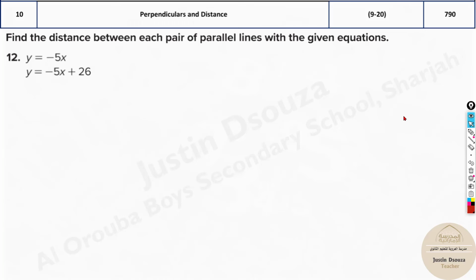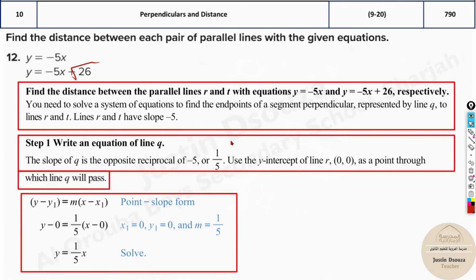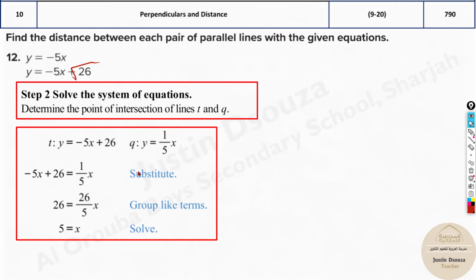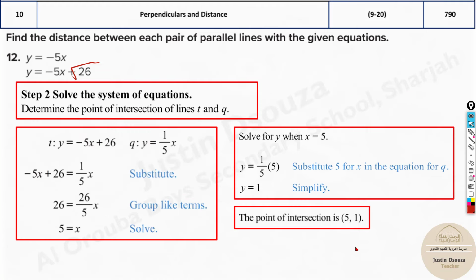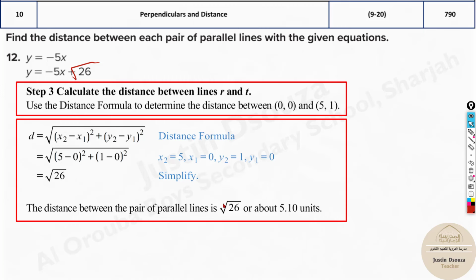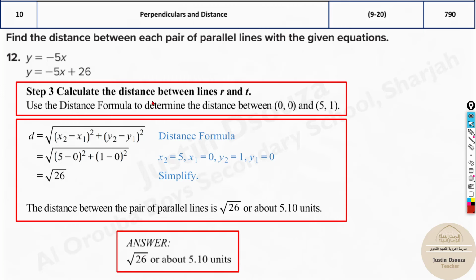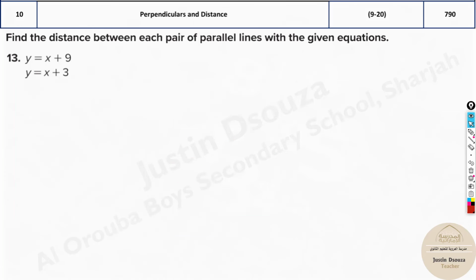This one is same. Now, if at all you get in your exam like this with 0 over here, the answer is just a root of the 26. You can see the final answer here. When you solve it up, this is the answer. Root 26 is the answer, 5.1 units. But this method will not work over here. What you have to do, we have to do the methods.